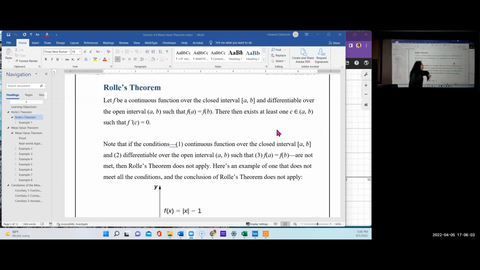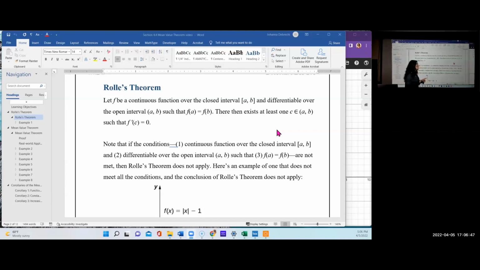Also, let the function f be differentiable over the open interval from a to b. So at every point on the interior, we have a limit of the difference quotient that comes out to be some function, such that f(a) is equal to f(b). The function value, the y value, at the endpoints of the closed interval are the same y value. Then there exists at least one c in the open interval from a to b, such that f prime of c equals 0. Now, note that if these conditions are not met, then Rolle's theorem will not apply.